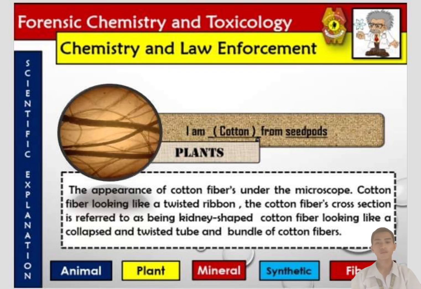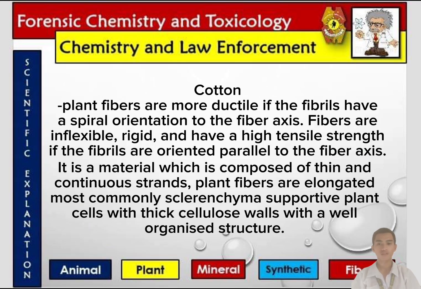Cotton. Plant fibers are more ductile if the fibrils have a spiral orientation to the fiber axis. Fibers are inflexible, rigid, and have a higher tensile strength if the fibrils are oriented parallel to the fiber axis. It is a material which is composed of thin and continuous strands. Plant fibers are elongated, most commonly sclerenchyma supportive plant cells with thick cellulose walls with a well-organized structure.